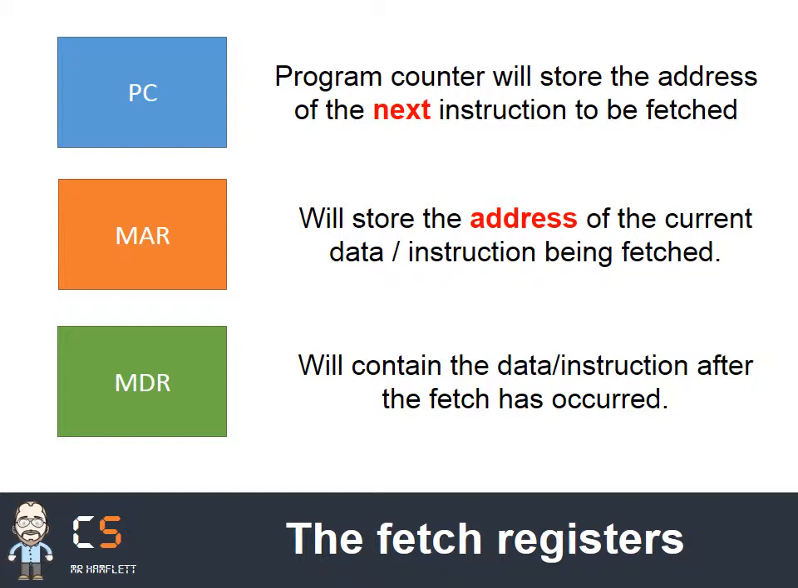The program counter, or PC, will store the address of the next instruction to be fetched. Effectively, this is kind of the look ahead. It's always pointing to the instruction I'm about to go and get. The MAR is going to be storing the address of the instruction I'm currently fetching. That is the thing that's going to be sent over the address bus, and the MDR is going to store the result of a fetch. So when I actually have got something from memory, it's going to go straight to the MDR.